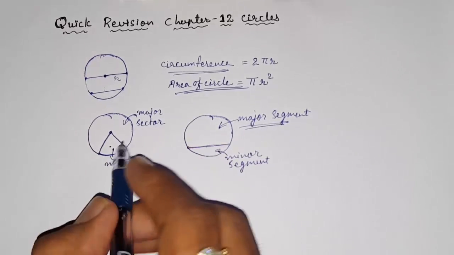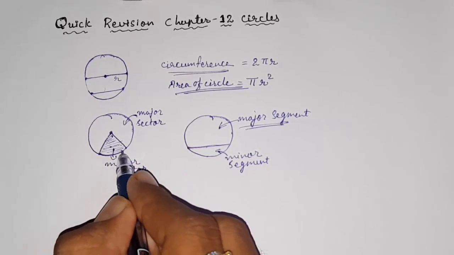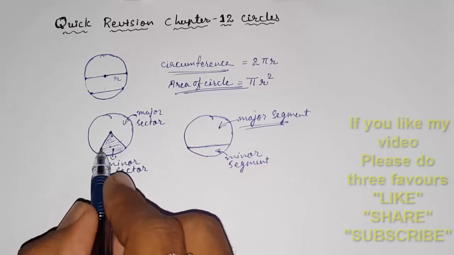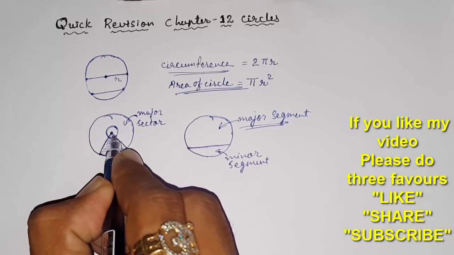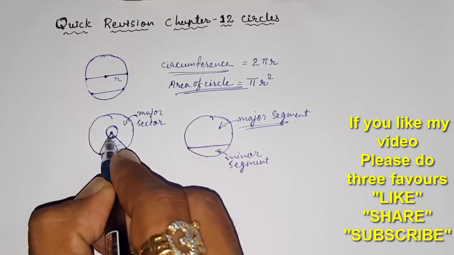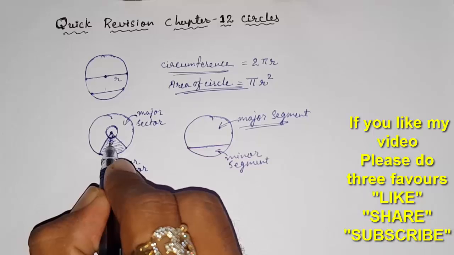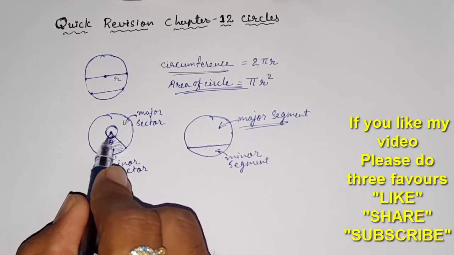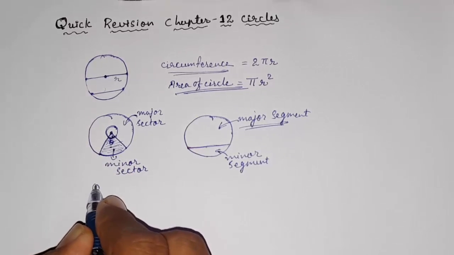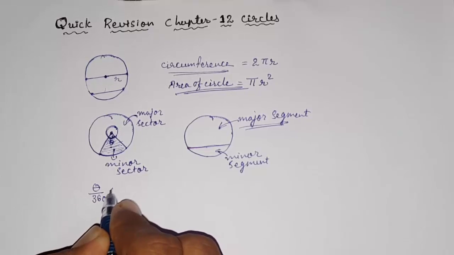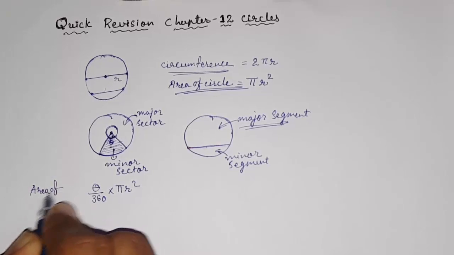Now we are going to find out the area. How to find the area of this minor sector? We know this is a part of the circle. We know the whole angle is always 360 degrees, and this is a smaller part of it. If we want to find the area, we should know this angle. We call this angle theta. If we know this angle and the radius, we can find the area by the formula theta by 360 into pi r square. This is the formula for the area of the minor sector.